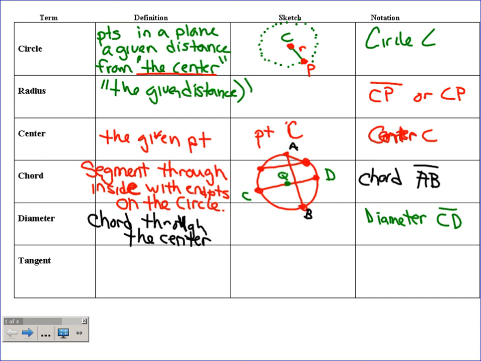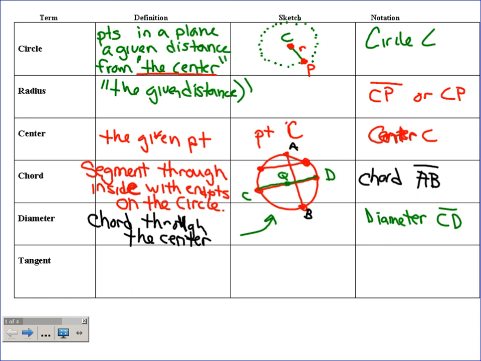Maybe? Diameter CD. Right, so we're using this picture up here just to show diameter CD. As long as it goes through the center, we're fine. Okay? Tangent.